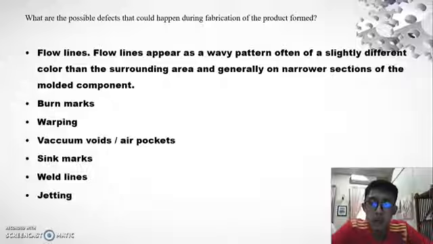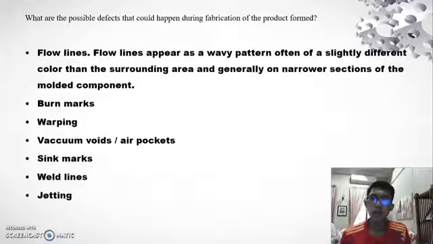I will talk about the possible defects that could happen during the fabrication of the product. The possible defects in this process are flow lines, burn marks, warping, vacuum voids or air pockets, seam marks, weld lines, and jetting.